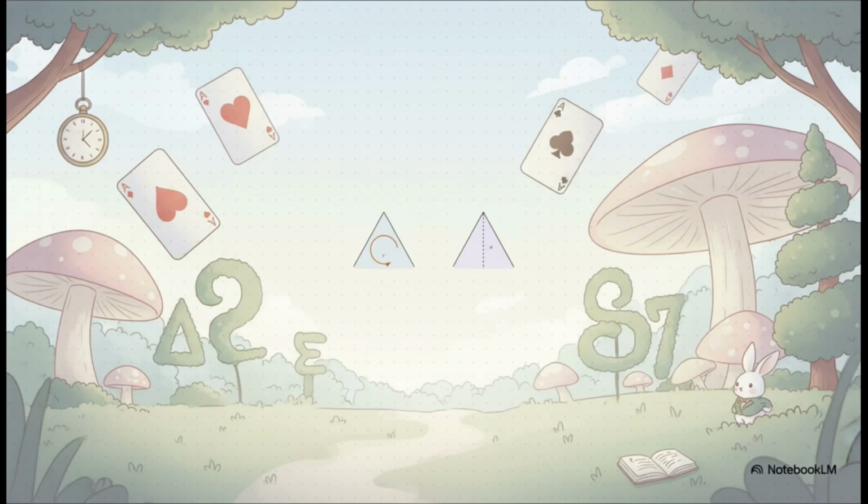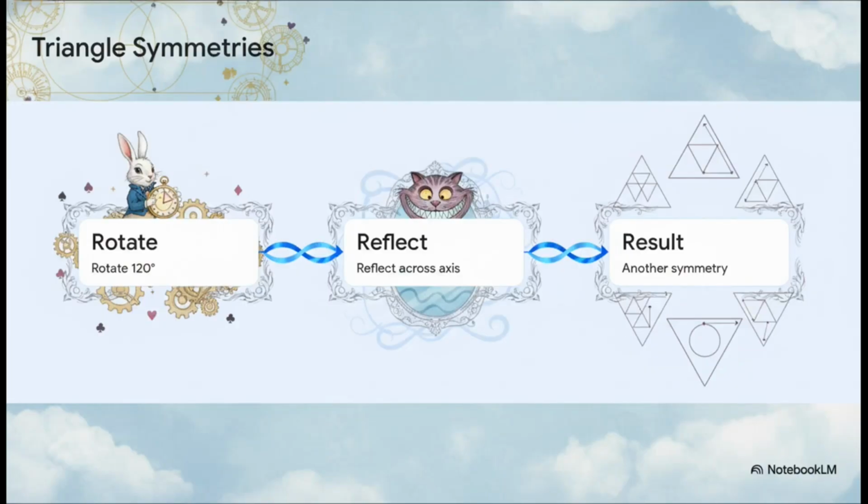Things like rotations, turning the triangle, and reflections, like flipping it across an axis in a mirror. And our operation here is called composition, which is just a fancy way of saying doing one physical action and then doing another. Let's see how this builds into our group rules.